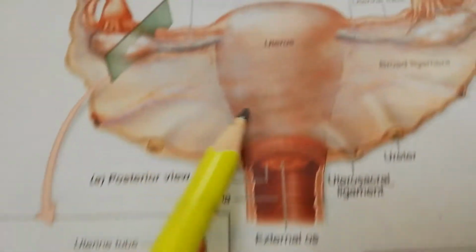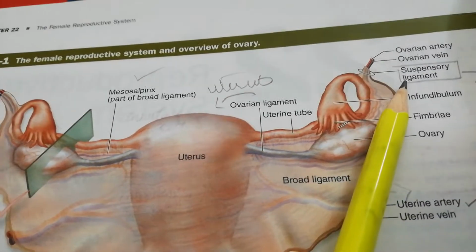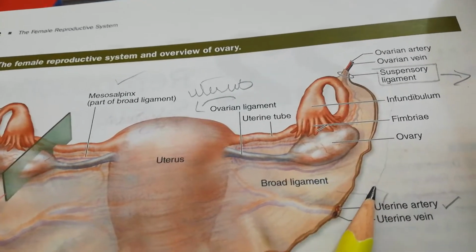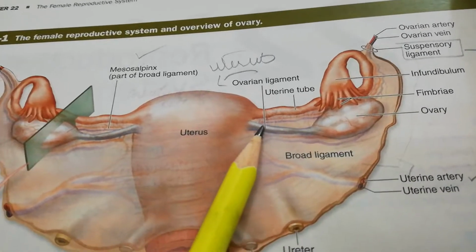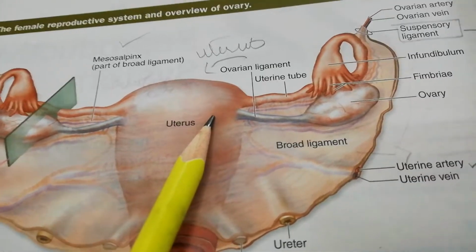Now you can see this ovary is suspended by a ligament called the suspensory ligament along its pelvic wall, and on its medial side being attached with the uterus through the ovarian ligament.